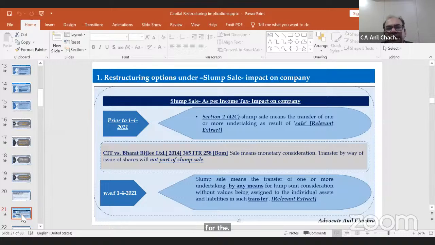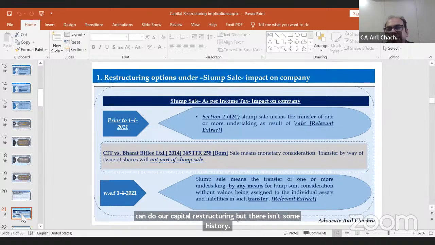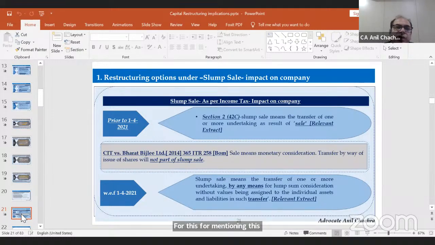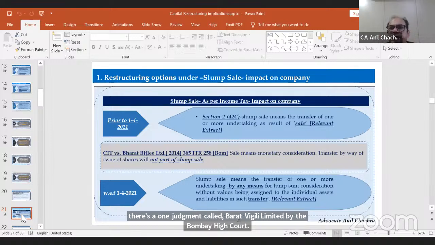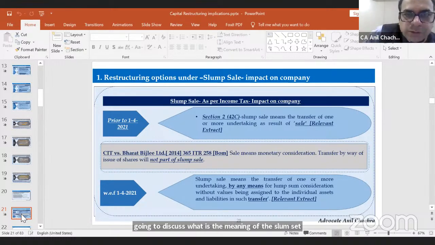So, restructuring options under the slump sale. First of all, I have just mentioned the slump sale; we can't say that through the slump sale we can do our capital restructuring, but there is some history for mentioning this slide in my presentation. There are two scenarios: one is prior to Finance Act 2021 and the other post 2021. There's one judgment called Bharat Bijli Limited by the Bombay High Court, which says that, in case of slump sale, and I'm not going to discuss the meaning of the slump sale, which has been mentioned in section 2, clause 42C.